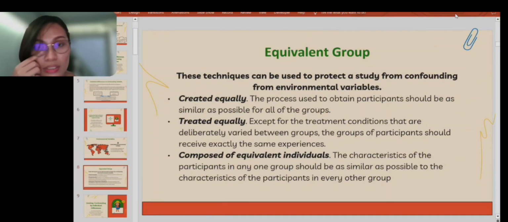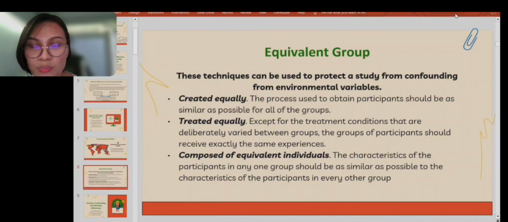So in between-subject design naman, because the researcher has control over the assignment of individual group, the researcher has both opportunity and responsibility to create groups that are equivalent. So these are the techniques that can be used to protect a study from confounding and environmental variables. So the group should be created equally.